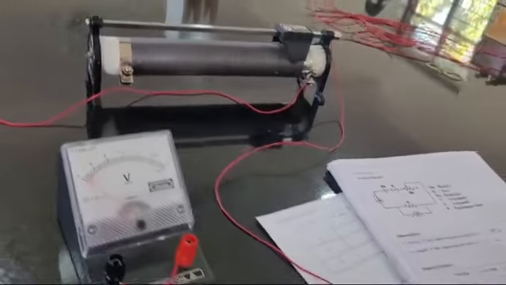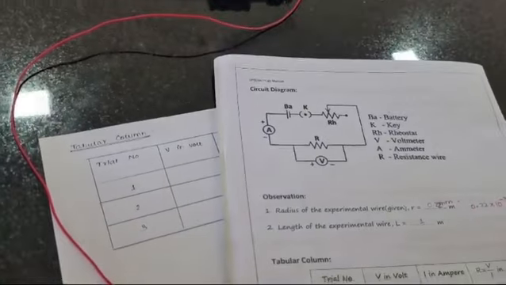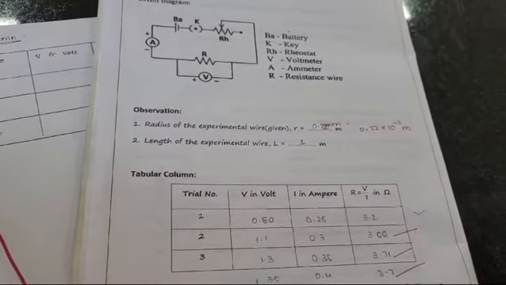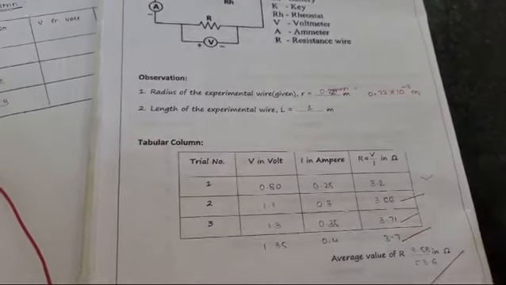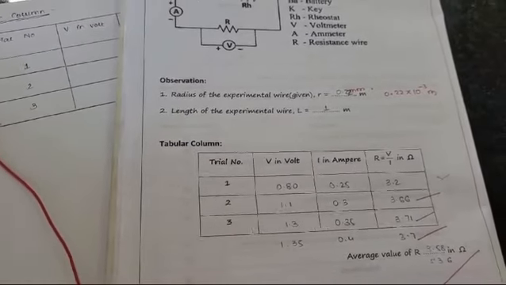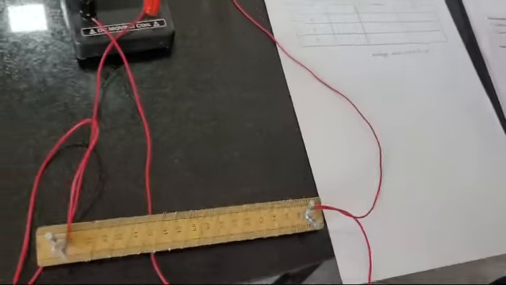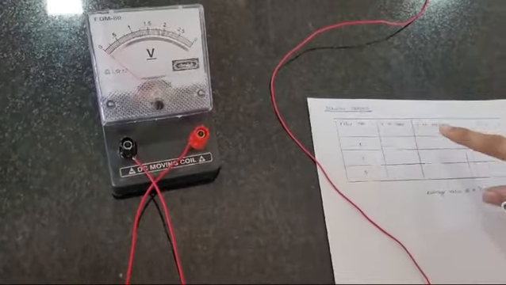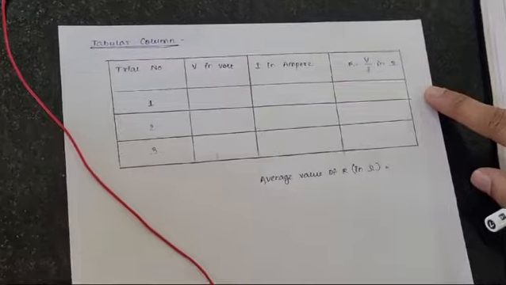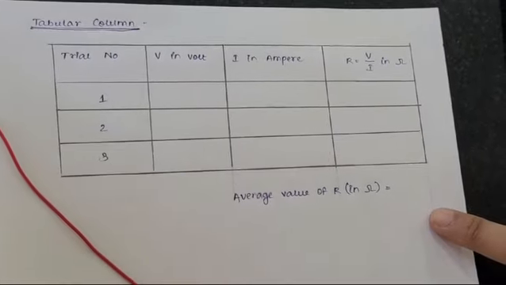Those are the connections. In the observation, the radius of the experimental wire which is given is small r, which is 0.22 millimeter, which is 0.22 into 10 to the power minus 3 meters. Length of the experimental wire L is 1 meter. The tabular column which is written has the trial number, the voltage measured in volts, the current in ampere and the resistance V by I in ohm. And then finally we write the average value of R in ohm.